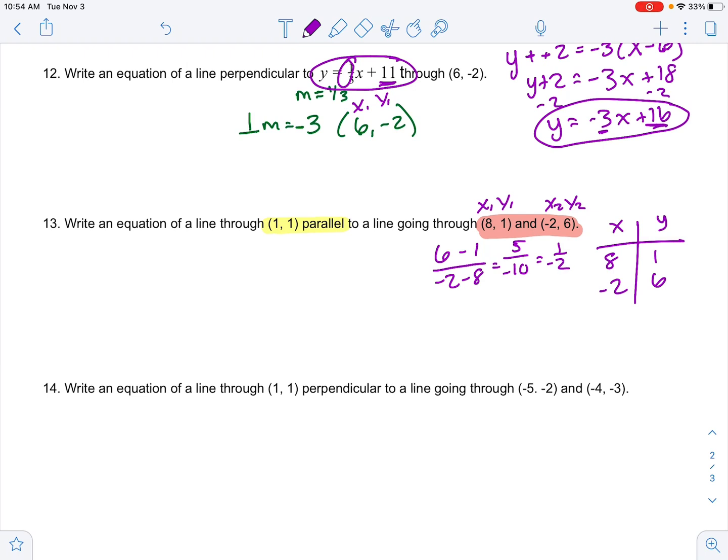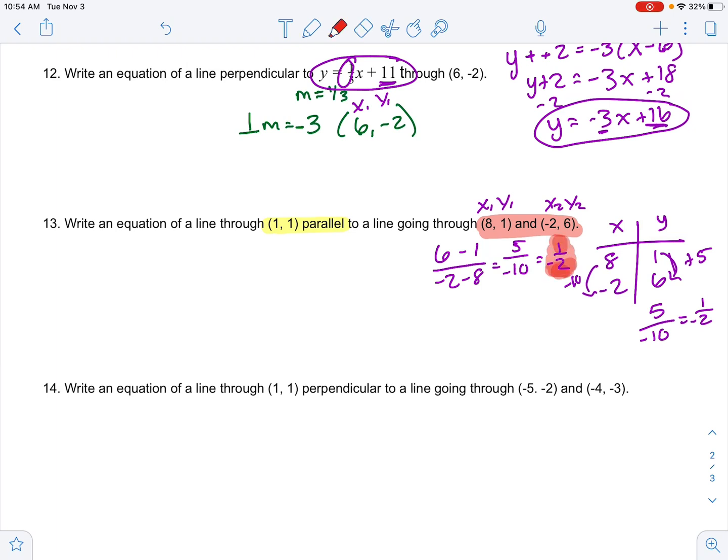Same thing if I made the table. How do I get from 1 to 6? I add 5. How do I go from 8 to negative 2? I subtracted 10. So my y's are on top, my x changes on the bottom, and it simplifies to the exact same thing. Okay, so that's my slope.